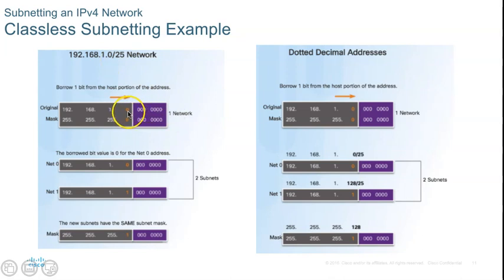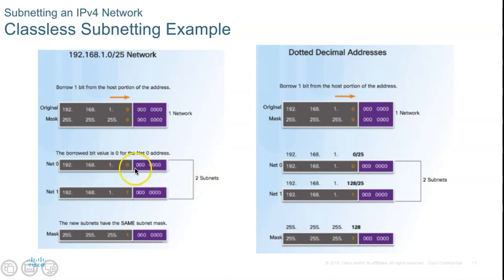So here is a Class C subnet mask. You can see 255, 255, 255, and we have 8 bits for the host. This orange one, we're going to go and steal it. We're going to borrow 1 bit from the host and bring it here to the network to create a custom subnet mask. Well, if you borrow 1 bit, 2 to the power of 1 is 2, you will have 2 subnets.